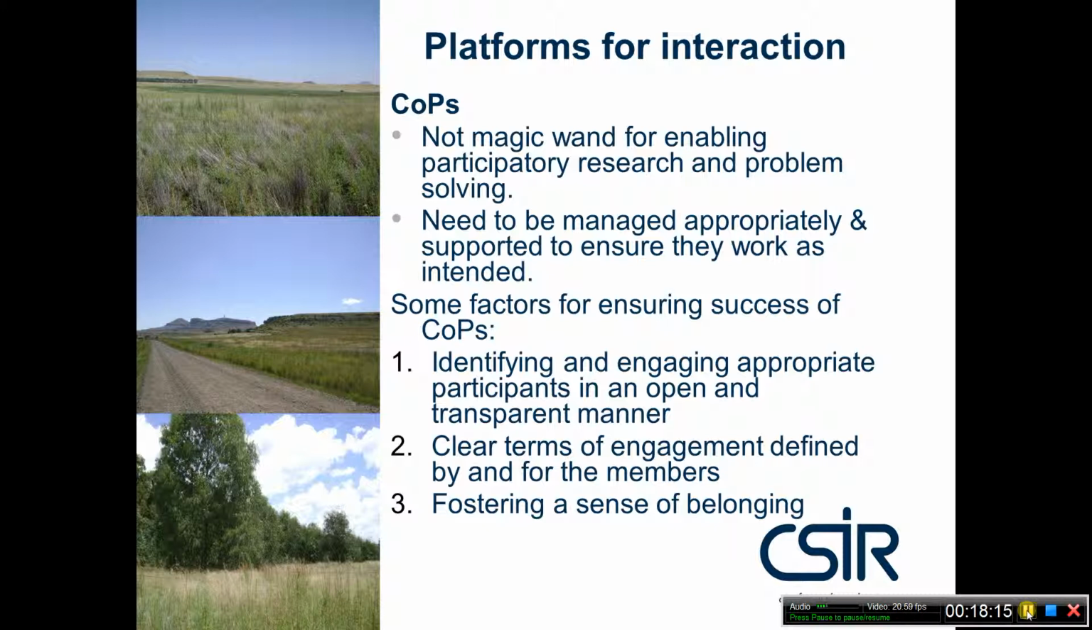It is important to point out that communities of practice and learning and practice alliances are not the magic wand for enabling participatory research and problem solving. These platforms need to be managed appropriately and supported to ensure that they work as intended. However, researchers should not micromanage these platforms, but should give stakeholders the space to operate in them. Researchers can provide support or information as needed.